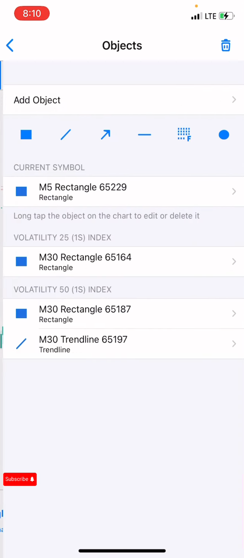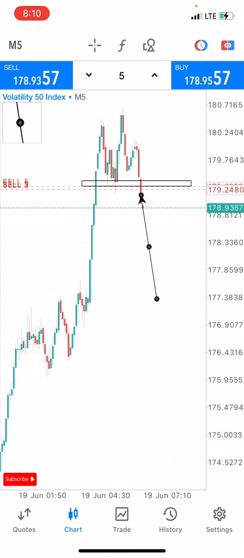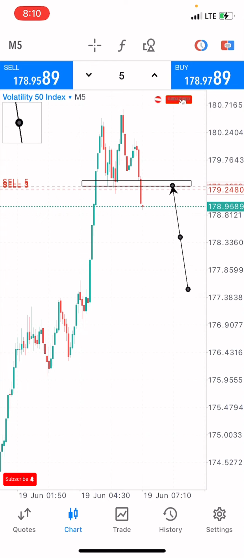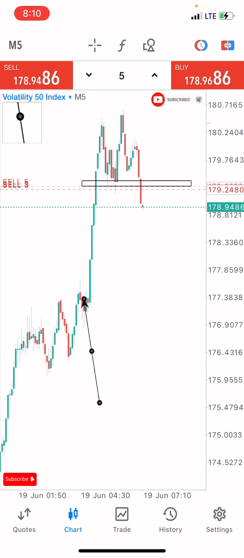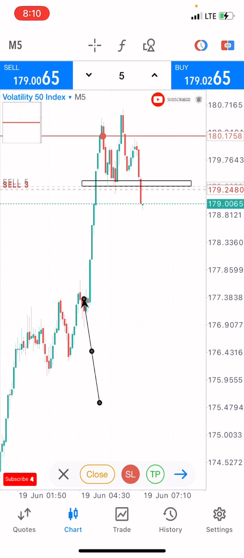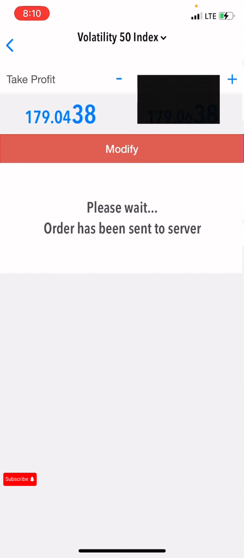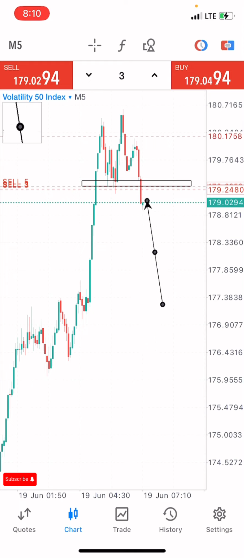So you guys can see I sold the V50 index at this point. If I'm to place a stop loss level, where would my stop loss be? My stop loss would definitely be above this hour's last high. Why will it be above this last high? Because there's a high chance of the market coming back to this hour's level, giving us a move back to this zone, then retracing back to the downside.